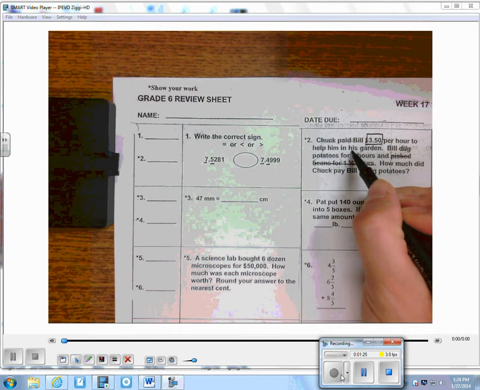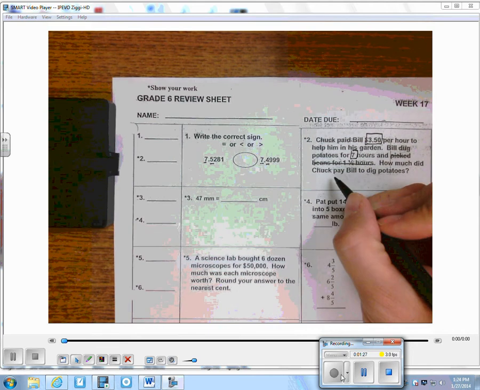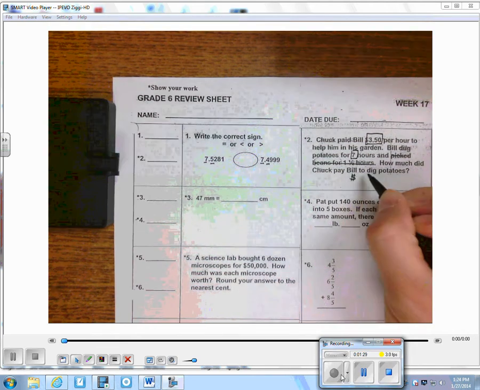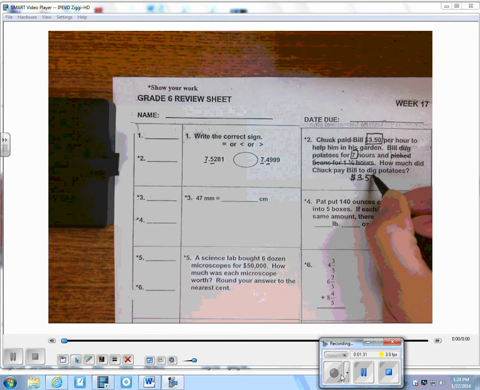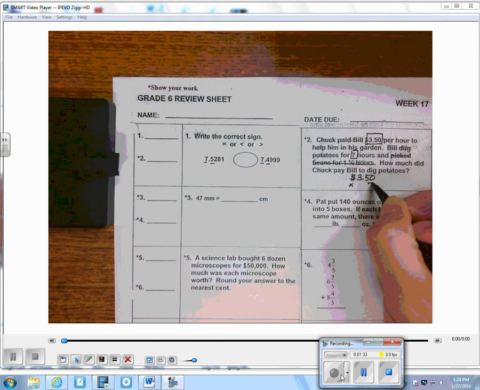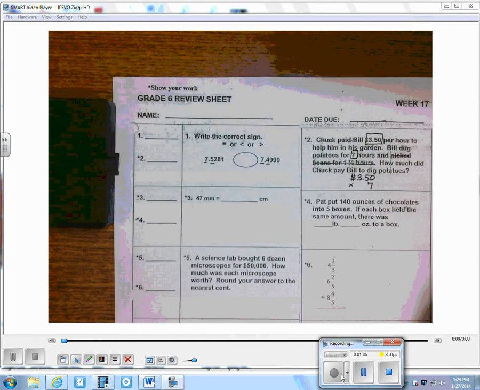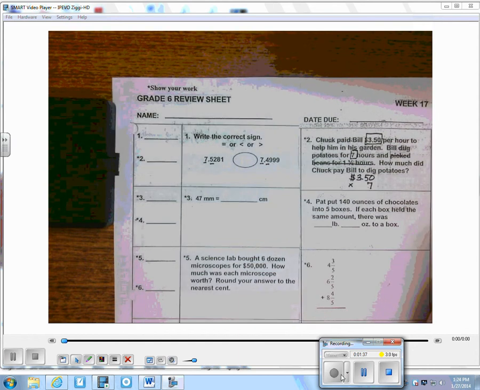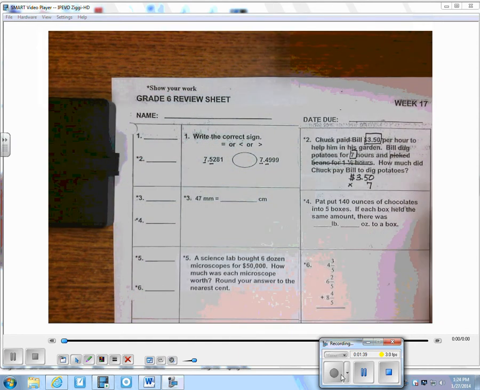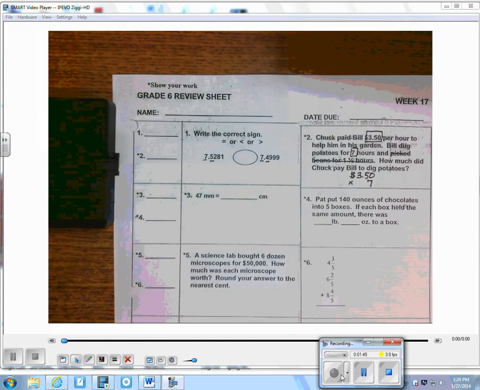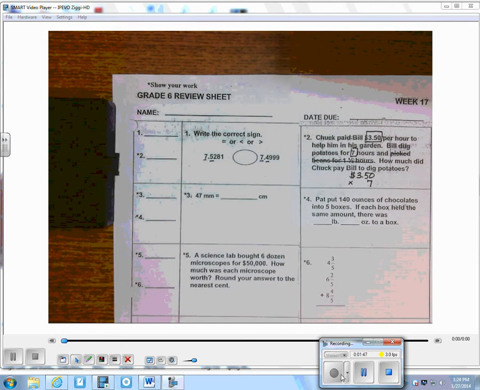for 7 hours. So we would want to multiply 350 times 7. Remember, it's a word problem and we're dealing with money, so make sure you use your dollar sign and decimal point in your answer. Okay, number 3 says 47 millimeters equals how many centimeters?